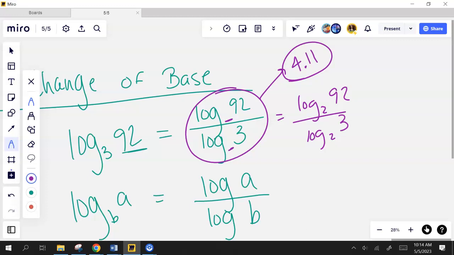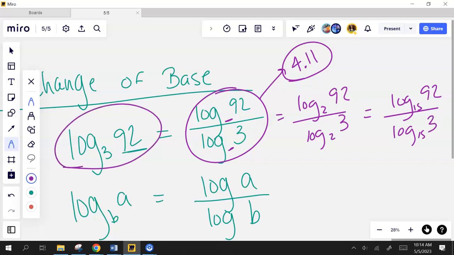That's right, 0.11. It could be any log. That's the thing I was getting to. It could be log base 15 of 92, as long as that base is the same thing. What I'm saying is this is what it started with. As long as you do the same base, top and bottom, you're changing this base. That's why it's called change of base.